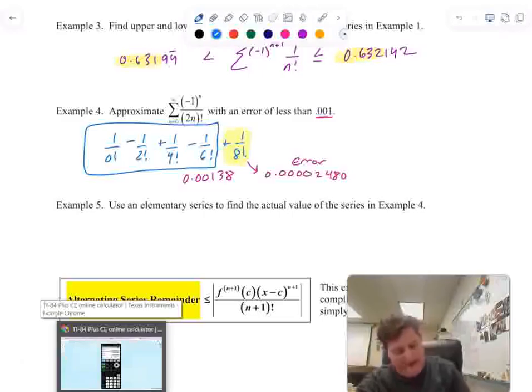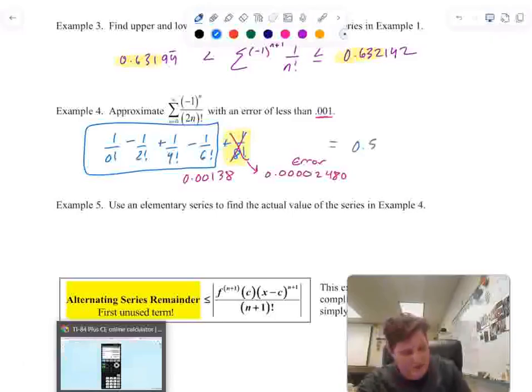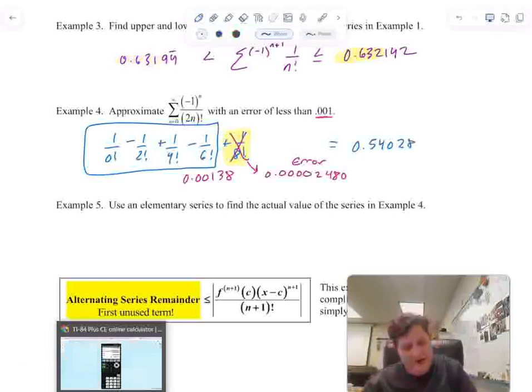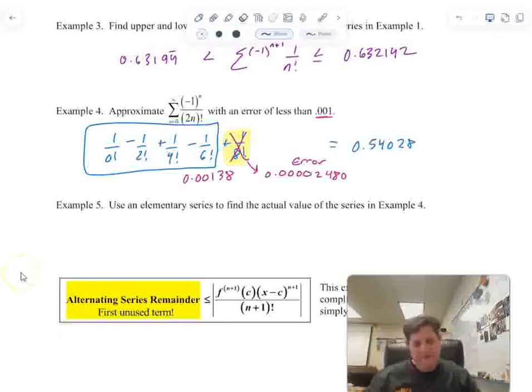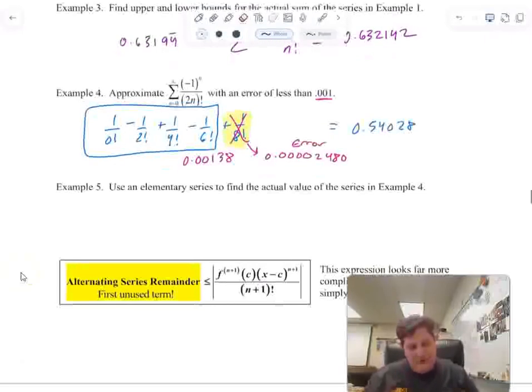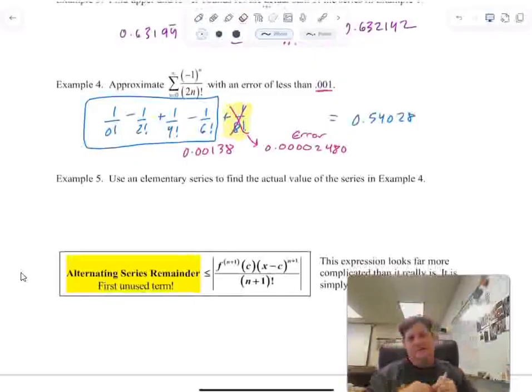I'm not going to write it all down. So I don't need that term because that's going to be my good error there. And this is what it comes out to. You guys can type that in if you want, okay? But just so that we're moving along here. All right. Now this is cool. Use an elementary series. These are the types of questions they like to ask, both on my test and on the AP test, to find the actual value of the series in example 4.